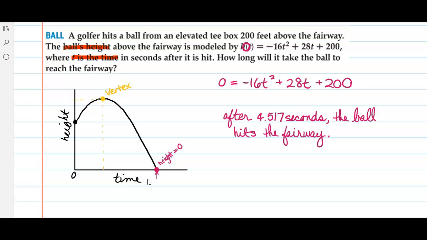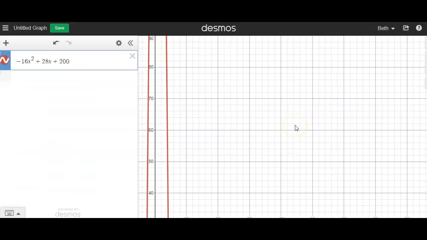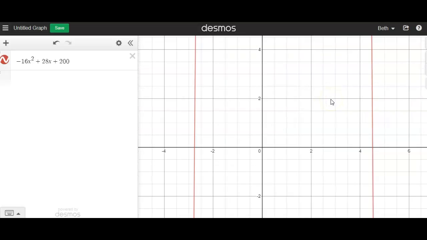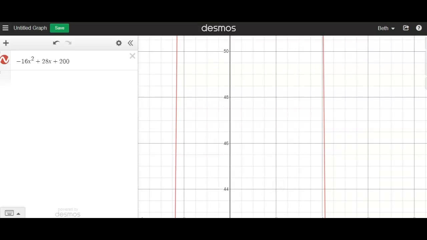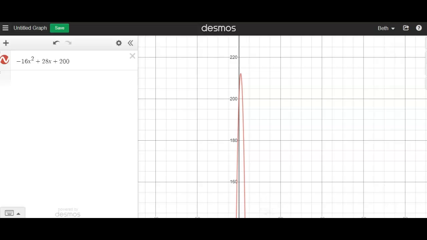Now sometimes it'll ask, what's the highest the ball gets from the ground? Well, the highest is going to be the highest height. That happens at the y value of our vertex. So looking back at our graph, where's our vertex? Zoom out a little bit. Scroll up till we can find our vertex. You know, it's pretty high up. There it is. And if we just touch on it, it'll tell us the height.